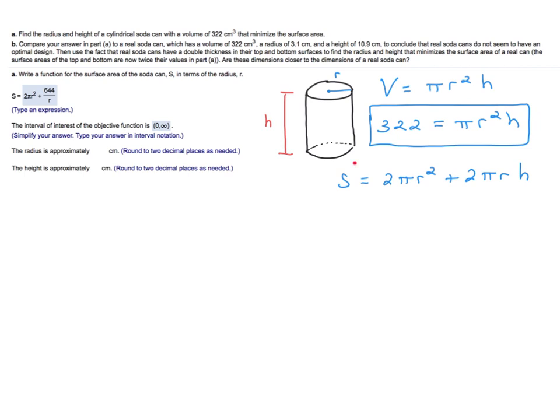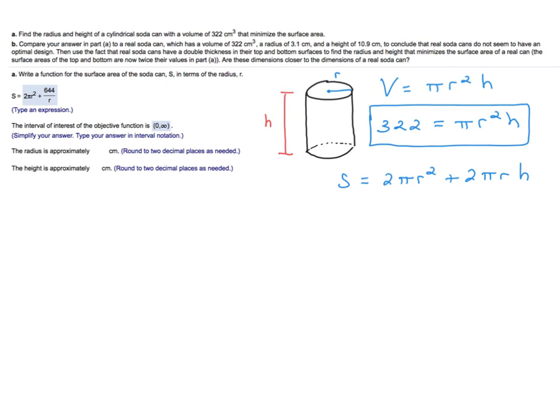Our goal is to write this formula in terms of one variable, and they're saying write it in terms of r. If you want to take the derivative of this thing to minimize it, you can't have two variables within the equation. But the good news is you can use this equation to solve for h. It'll be in terms of r, and then you can substitute that in place of this h, giving you a formula completely in terms of r.